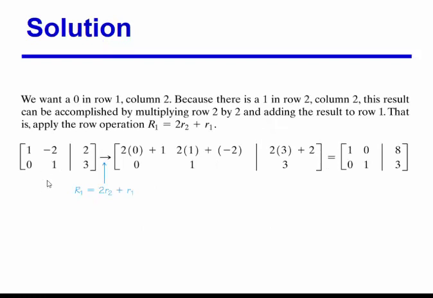And so what we end up doing here is that R1 is going to be equal to 2 times row 2 plus row 1. And so here you can see 2 times my row 2 plus my row 1 will give me a 1. And in this case, 2 times row 2, which is my 1, plus my row 1, which is -2, gives me a 0. And then 2 times row 2 plus row 1 gives me an 8.